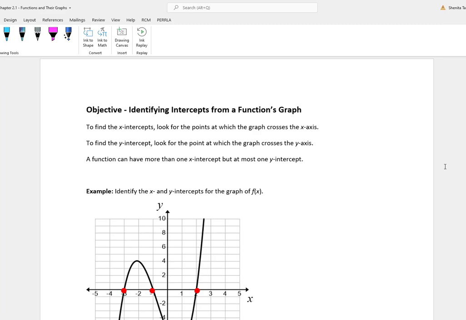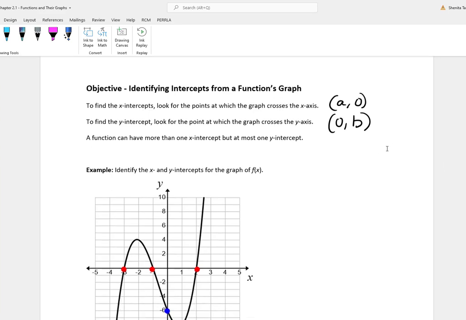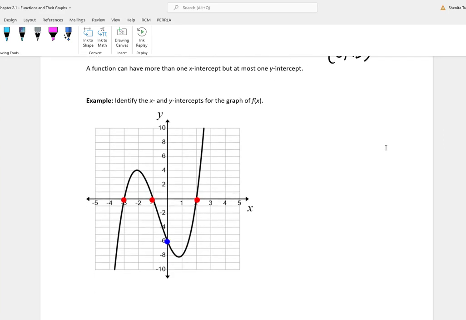Next, we're going to talk about how to identify intercepts from a graph. For the x-intercepts, you look at the points at which the graph crosses the x-axis. Your x-intercepts are always written as (a, 0). For the y-intercept, you look for the point at which the graph crosses the y-axis. For the y-intercepts, your point will always be (0, b). You can have more than one x-intercept, but at most one y-intercept.